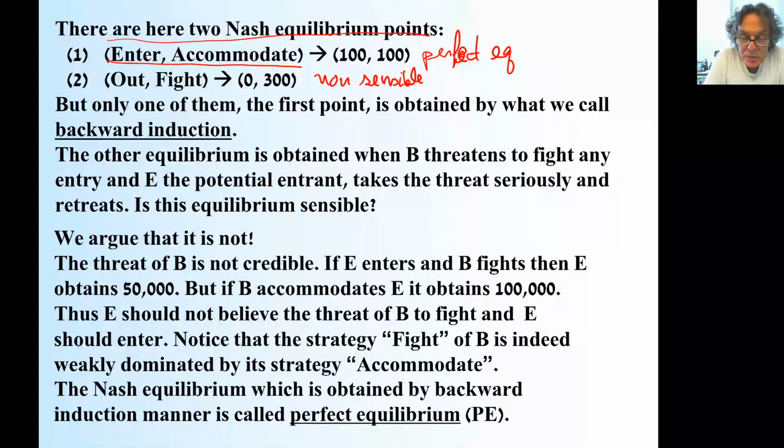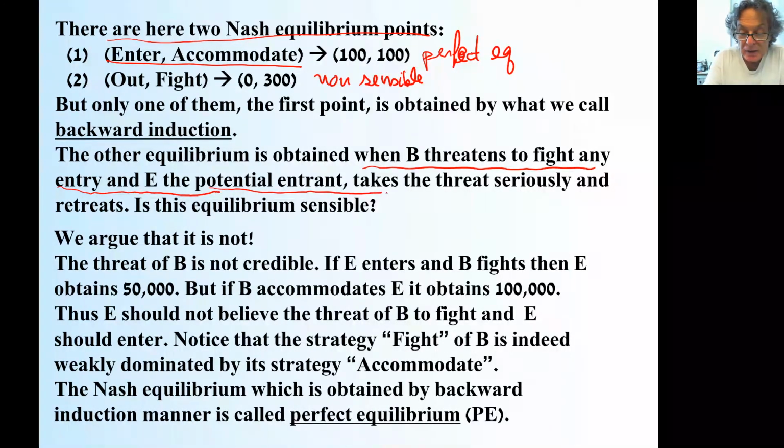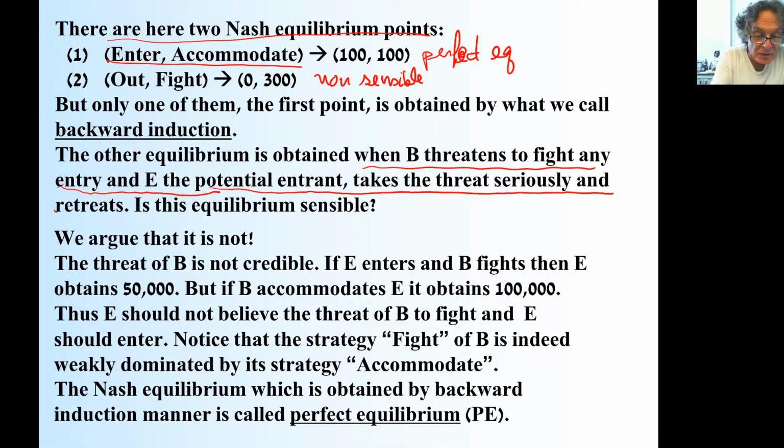The other equilibrium is obtained when B threatens to fight any entry and E, the potential entrant, takes the threat seriously and retreats. Is this equilibrium sensible? We argue that it is not. The threat of B is not credible. If E enters and B fights, then E obtains $50,000. Okay?